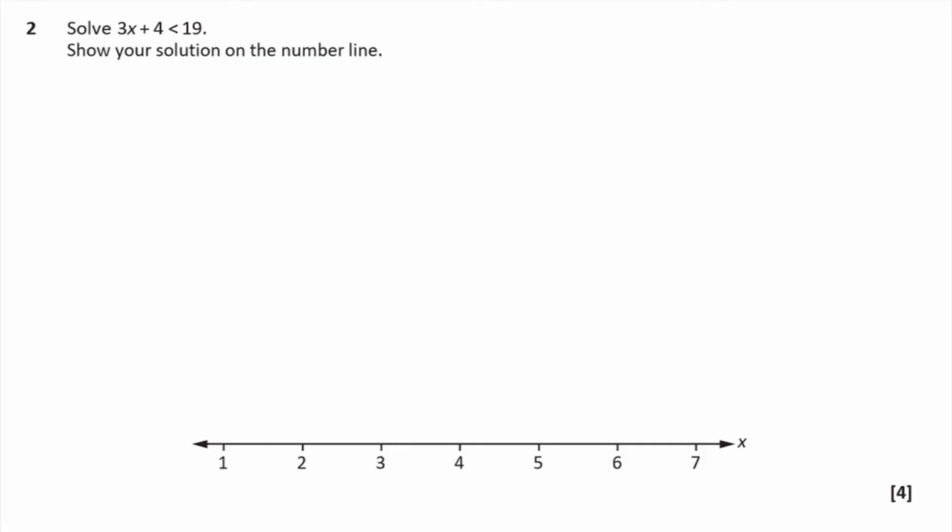Okay. Question 2, solve 3x + 4 < 19. Show your solution on the number line. Inequalities we can solve in exactly the same way as we solve equations, if we're careful. If that sign in the middle was an equal sign, I'd be looking to isolate x, get it by itself. So I'm going to be subtracting 4 from both sides. That's going to give me 3x is less than, that cancels, and I'm left with 15 on the other side. So 3x < 15.